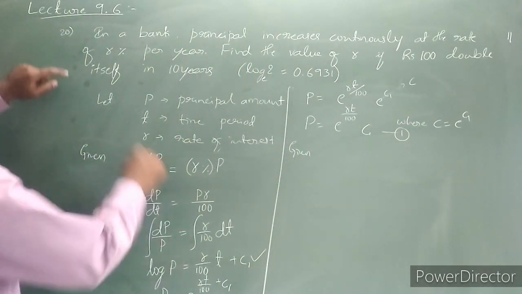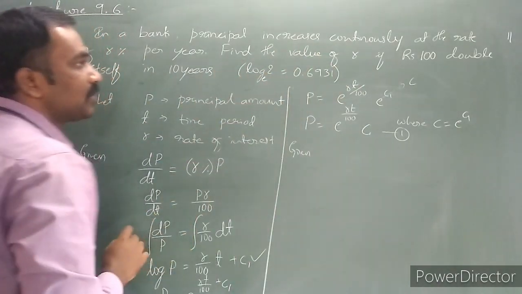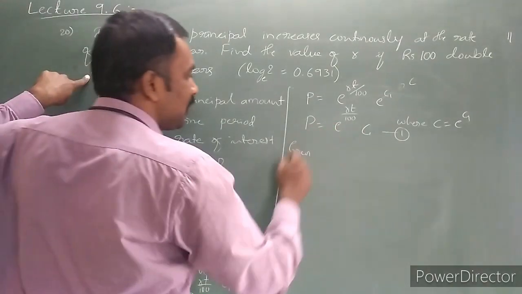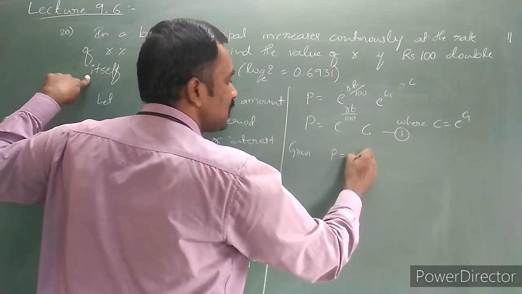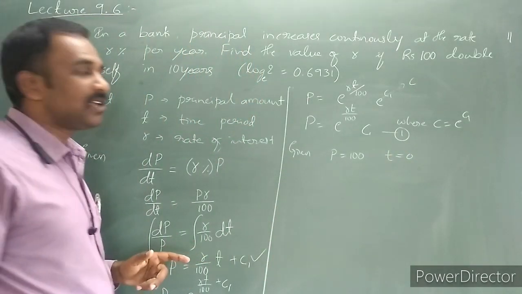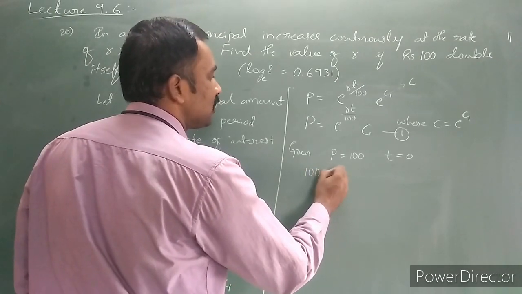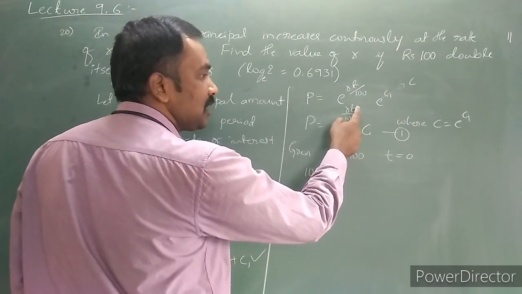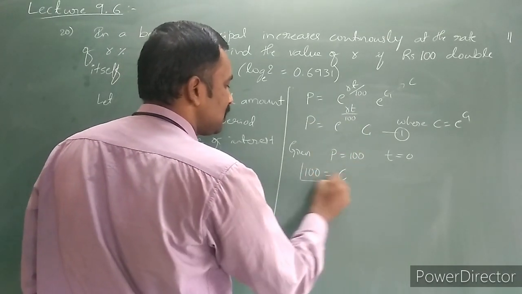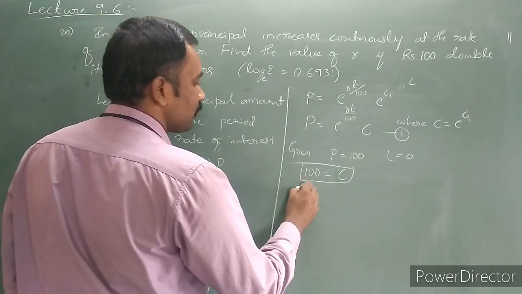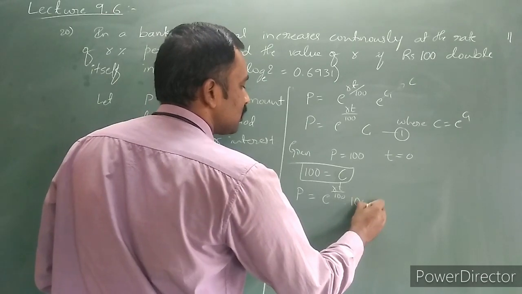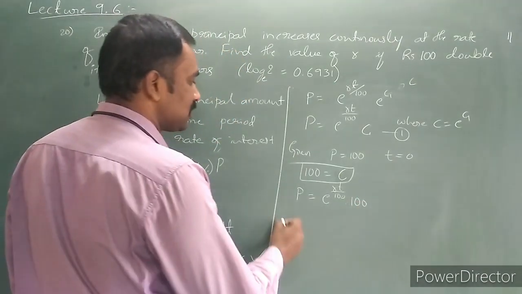Given that, what is the given thing? Find the value of r if the principal of 100 doubles in 10 years. So first of all we need to find the C value. The principal amount is 100. When the principal amount is 100, initially, that is when time is 0, what happens? 100 is equal to e power 0, since the t value is 0. e power 0 is 1. So 1 into C is equal to 100. Next, P is equal to e power rt divided by 100 into the C value, which is 100. So keep it as 100.